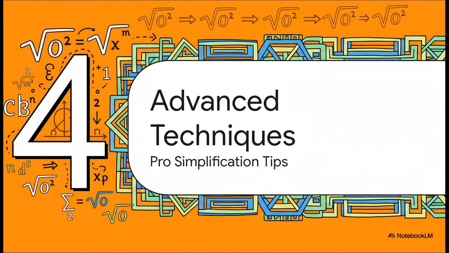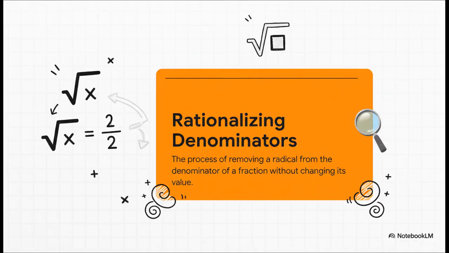Okay, so we've got the basic rules down. Now let's see how these build into some more advanced but really powerful techniques for cleaning up expressions. All right, think of this next one as just good math manners. It's like mathematical etiquette. The simplest, cleanest form of an answer shouldn't have a radical hanging out in the denominator. And the process of fixing that, it's called rationalizing the denominator.